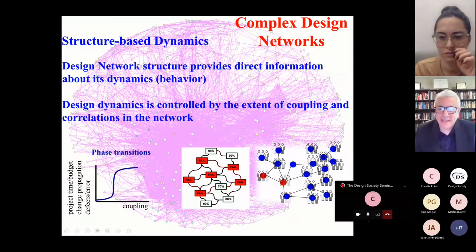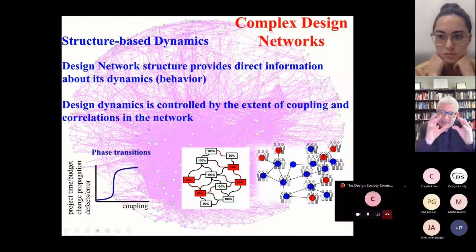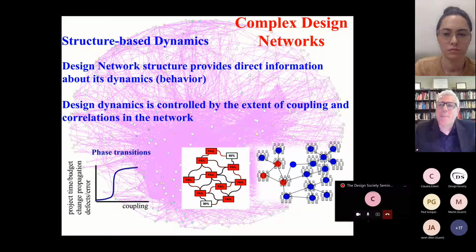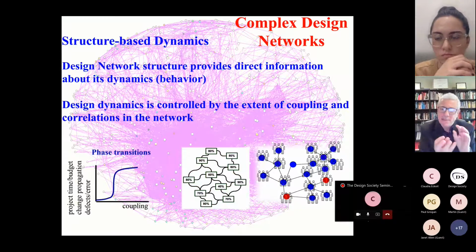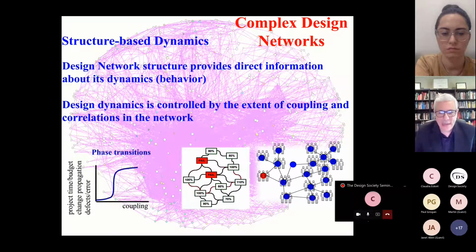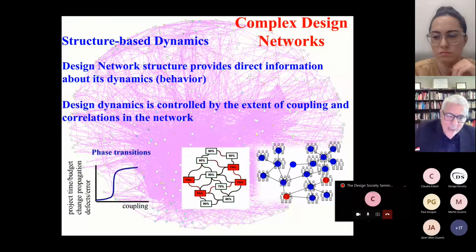Now, how do you represent it? It turns out that the design dynamics is controlled by the extent of coupling and correlation happening in the network, and there is a way to quantify this coupling. Coupling can be represented as a function of the structure itself. And when I say dynamics, you can talk about any dynamics. For example, you can represent the dynamics of defect or error propagation on top of a network.